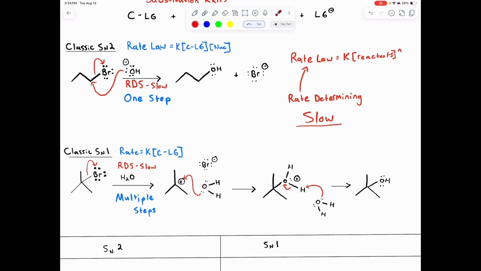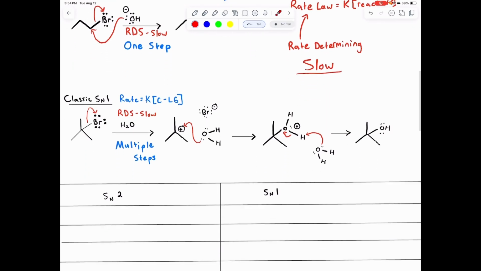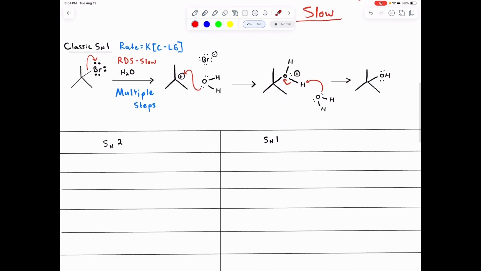No professor spends any time explaining that to you guys. So that is really important info to have, because a lot of times students will say, well, why is SN2 one step and SN1 is multiple steps? It's because the 1 and the 2 are referring to the rate law. And what I will tell you is understanding the rate law for these processes is the key to everything.